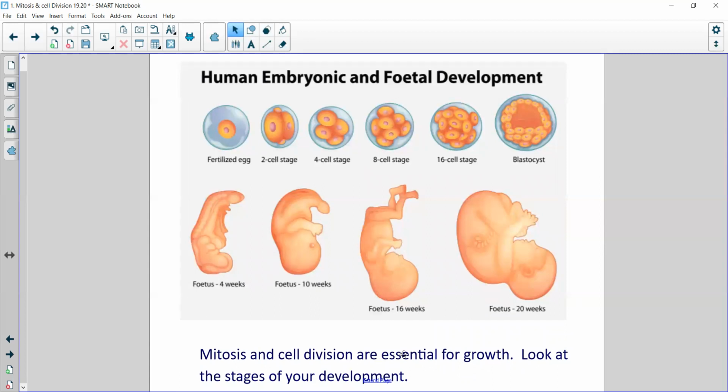So mitosis and cell division are essential for growth. Cell division and mitosis, sometimes these words are a bit interchangeable. So when a cell divides, it is splitting into two. But mitosis refers in a bit more detail to what's going on in the nucleus and with the chromosomes. So we're going to be focusing on this during this lesson.